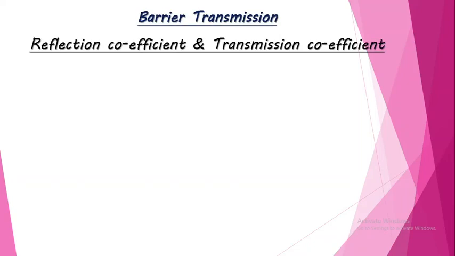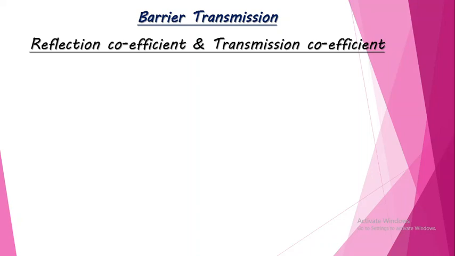Hello everyone. Today we are going to continue with our previous topic, which was about barrier transmission. That is, we learnt about the tunneling effect. So, by the knowledge of our previous class, we are going to derive two very important coefficients, that is the reflection coefficient and the transmission coefficient. Mathematically we are going to derive them, and finally we will conclude with some results and find their significance.